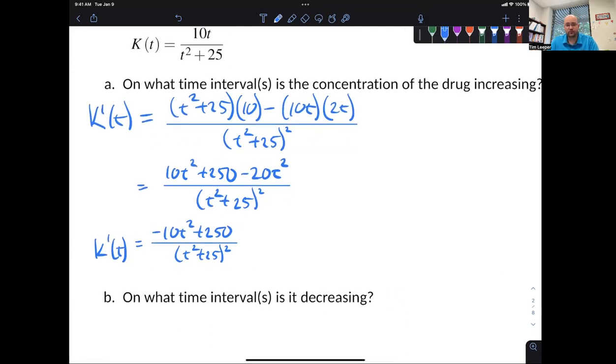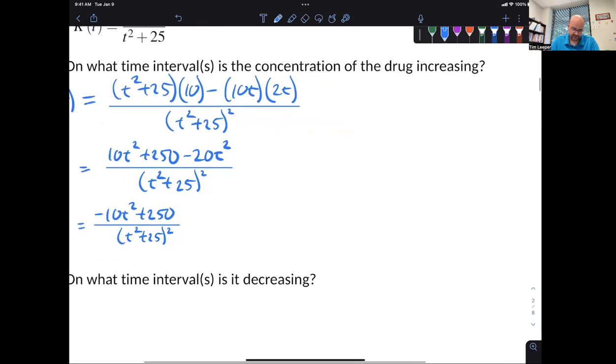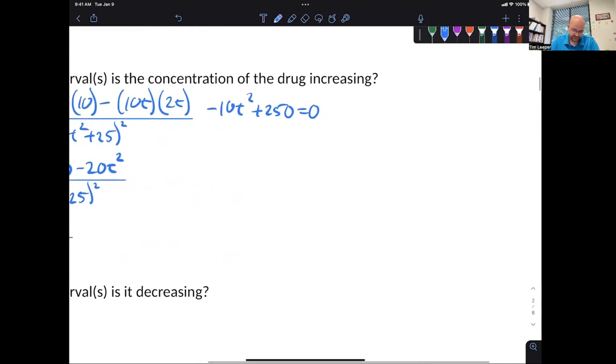Now that we know that, we can use it to find where the concentration is increasing. In other words, we need to find the critical numbers here in the domain from 0 to infinity. So we're going to set both the numerator and denominator separately equal to 0. So it's going to give me negative 10t squared plus 250 is equal to 0. And also t squared plus 25 squared is equal to 0.